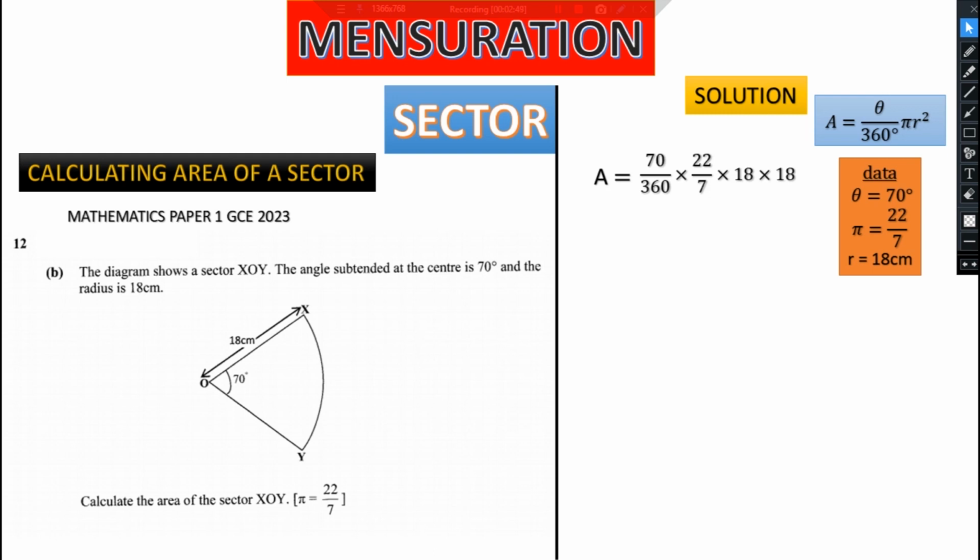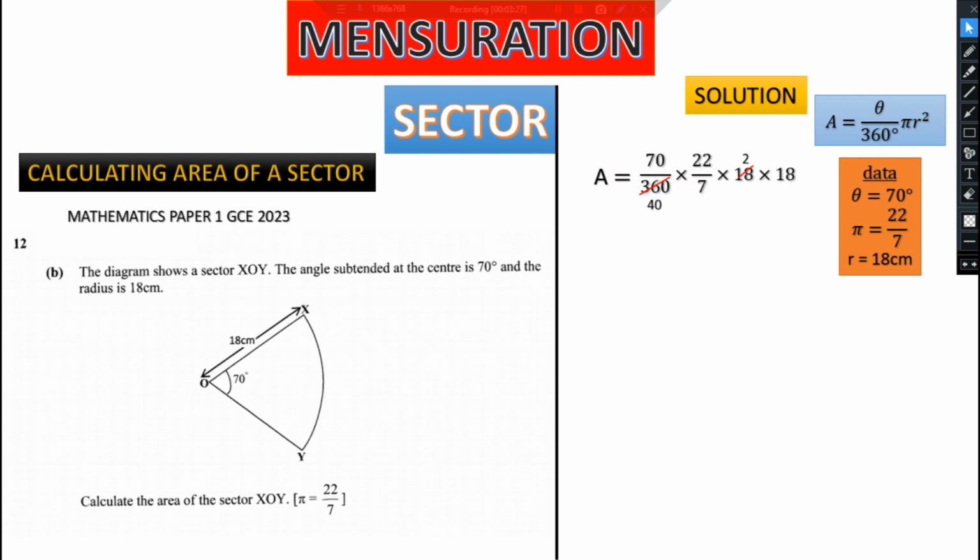They are reducible. In this case, what I'm going to do is reduce the 18 with the 360. We can find a number that can go into this 18, and that number is 9. A 9 can go into 18 two times, and 360 divided by 9 goes 40 times. You've seen the way we are reducing.